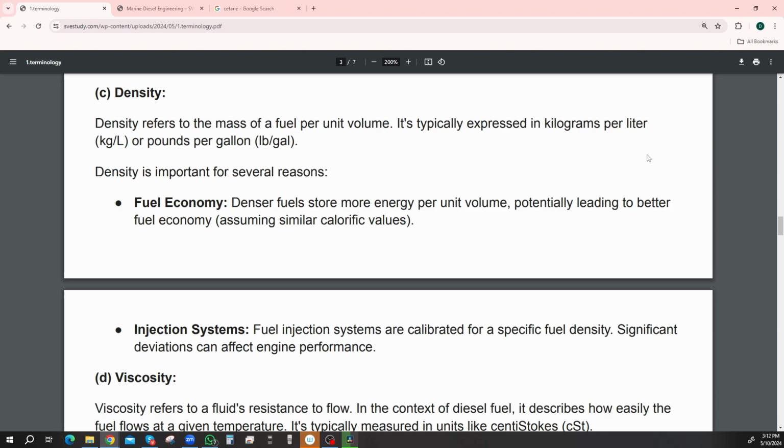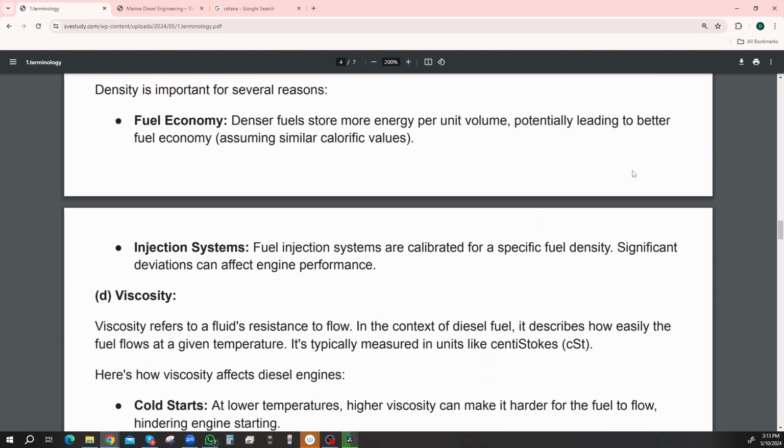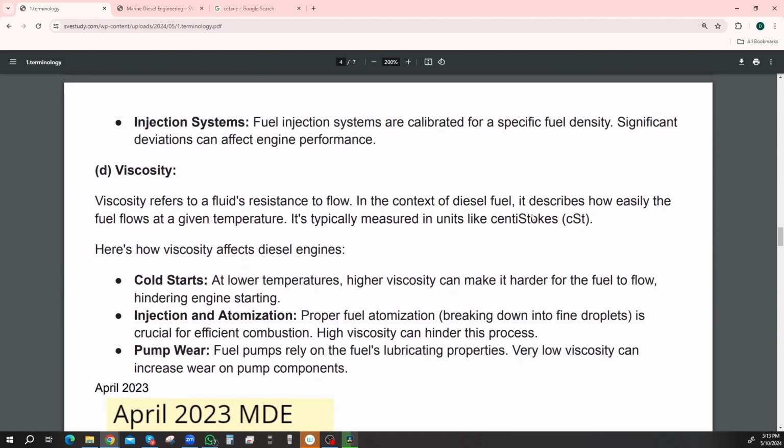Fuel economy: denser fuels store more energy per unit volume. Okay, great. Potentially leading to a better fuel economy, assuming similar calorific values. Yeah, okay. Injector systems. Fuel injection systems are calibrated for a specific fuel density. That's much more important. Significant deviations can affect engine performance. All right, so your fuel injection system is really heavily reliant on, or calibrated for, the density of the fuel.